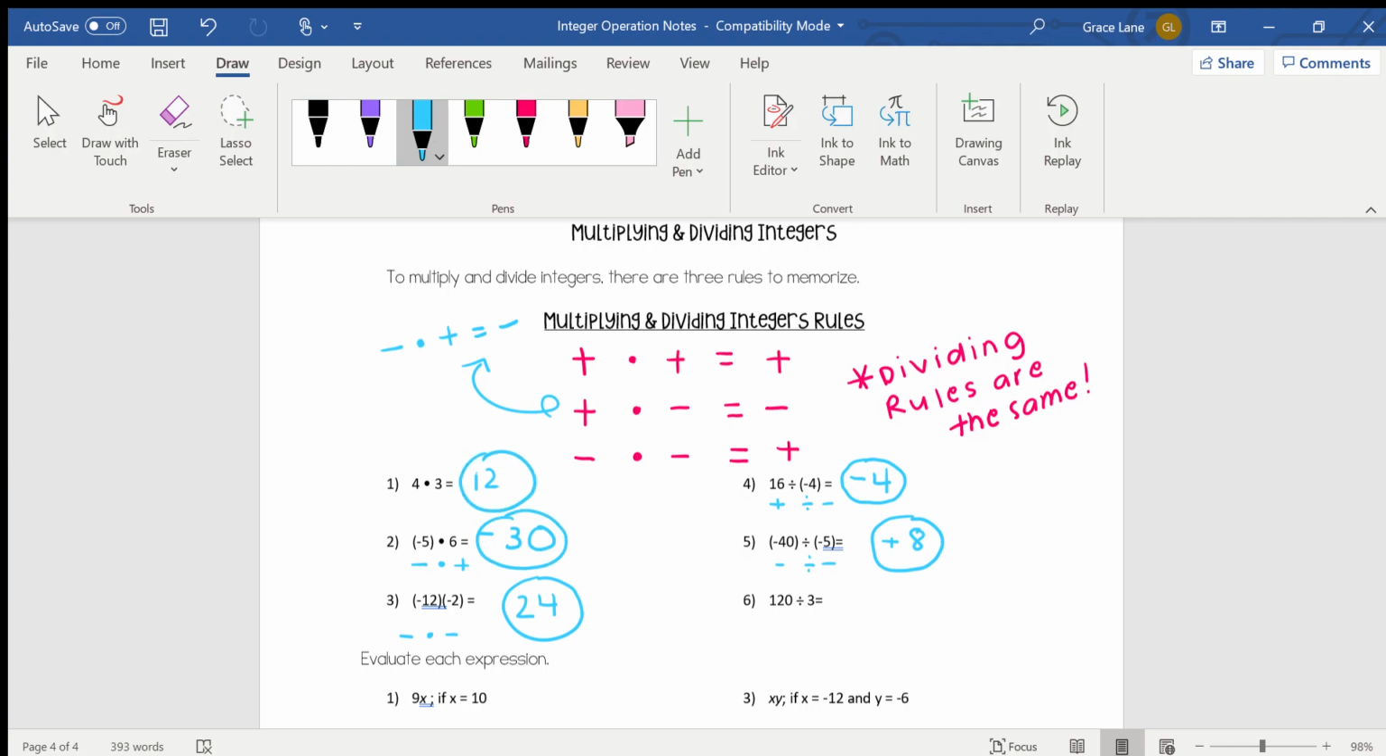And then the last one, 120 divided by 3. If you go off to the side and do long division, it goes in 40 times. And this is two positives, so the answer will stay positive. Alright, here you guys try the next ones. Same thing, you're just substituting.